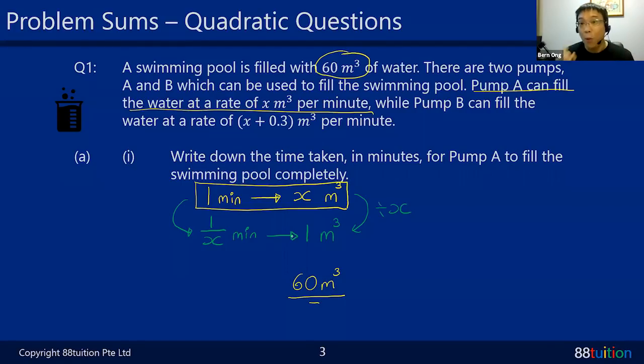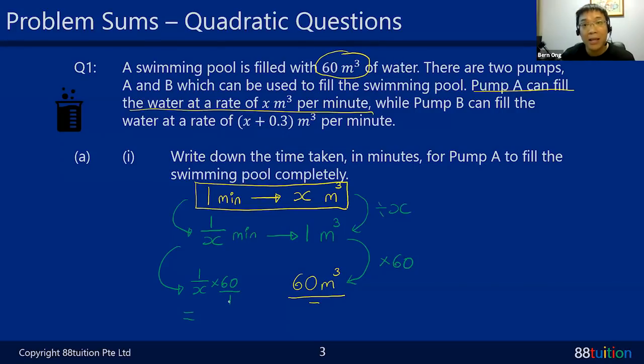So once you got the 1 cubic meter, you can change from 1 to 60. How? 1 times 60. Times 60. So once again, if you do something on the right, do something on the left also. So down here, you have to take 1 over X times your 60. And 1 over X times 60 will give you a what? 60 is like 60 over 1.